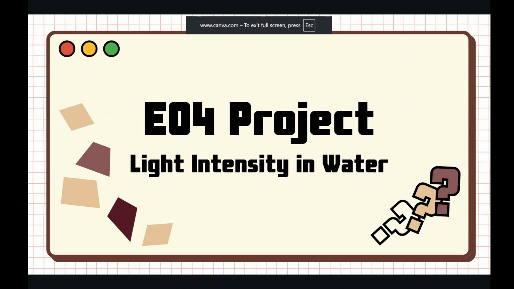Hi everyone. My project is about light intensity and how it changes when you go deeper underwater. We will see how to use a math formula to find out how much light is left.